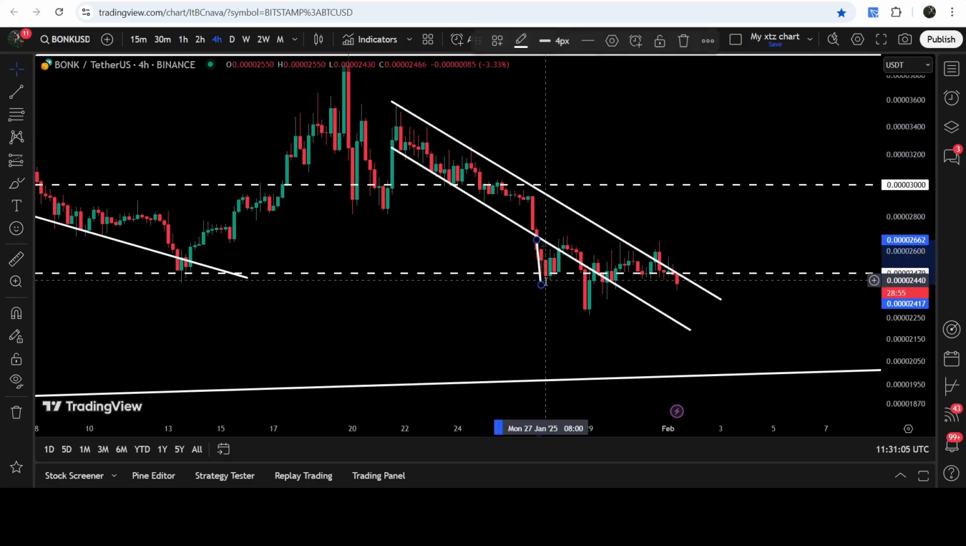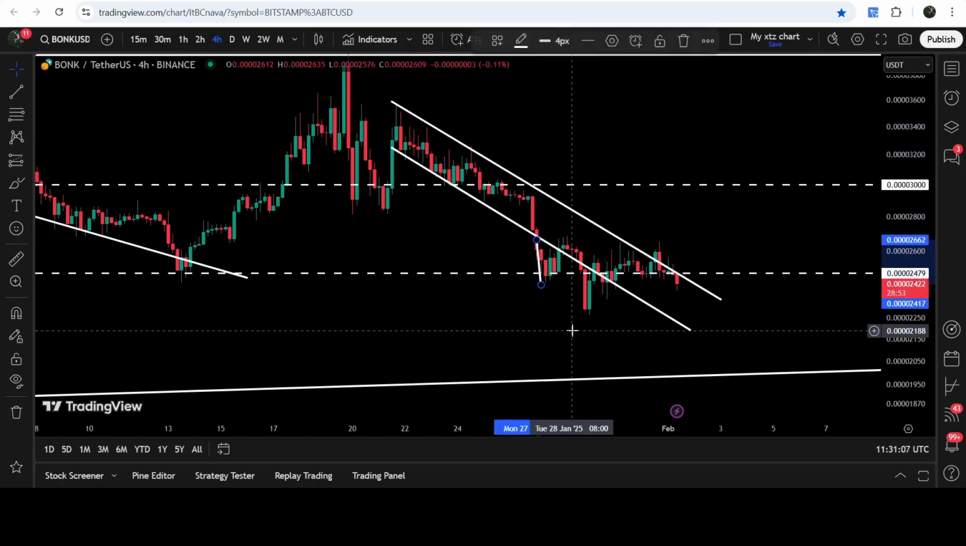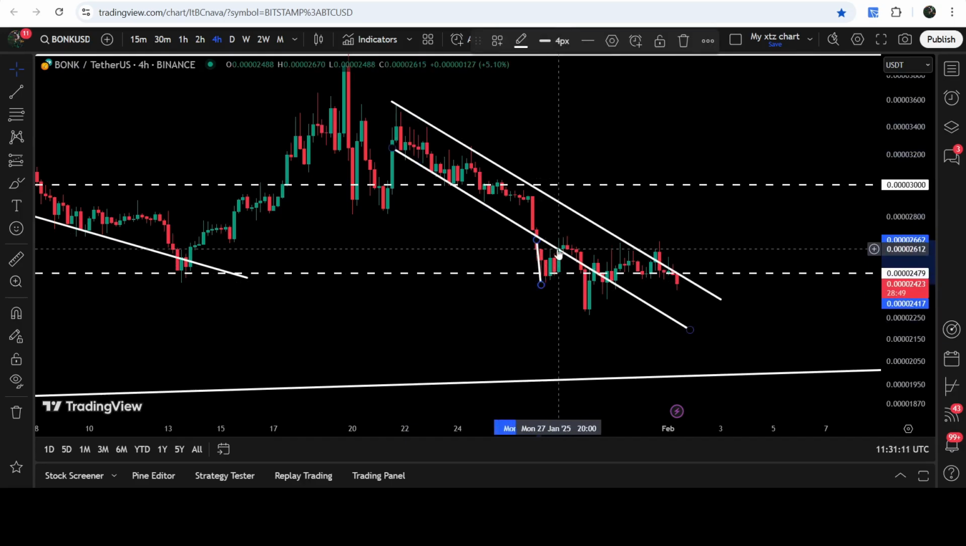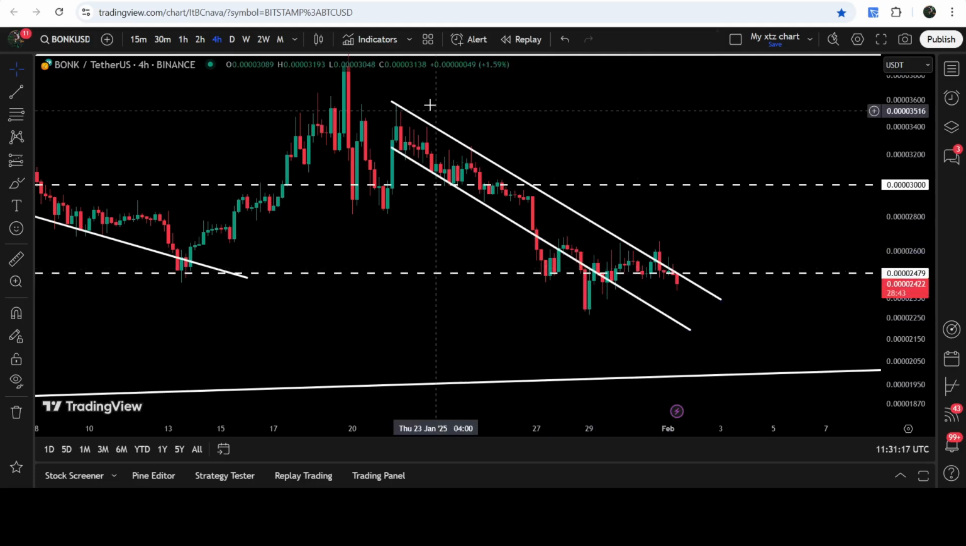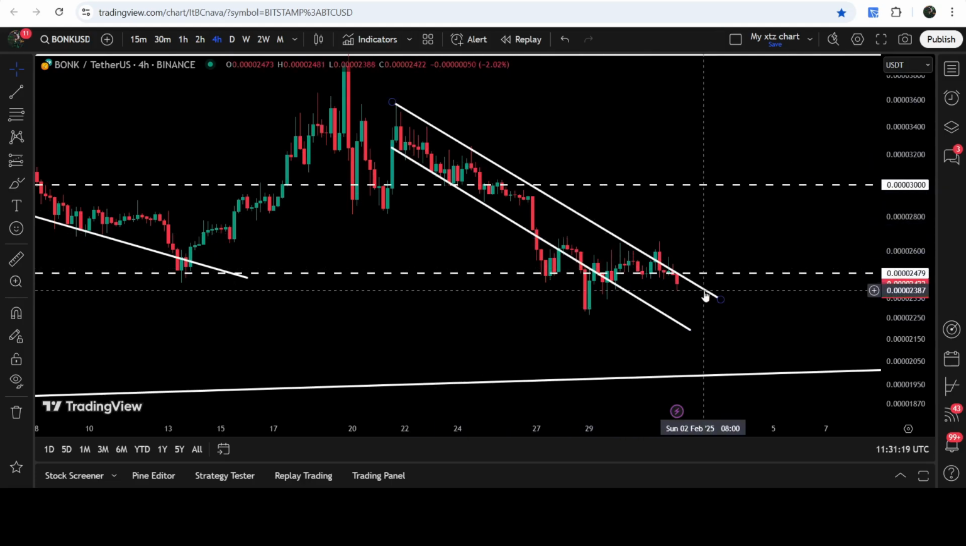That was approximately here at 2.4 cents. And you can see that the price hit that target and re-entered the channel. Then we had a bigger drop. And now it has again re-entered the same channel that was broken down. And it's struggling to break out of the downtrend and resistance of this channel.